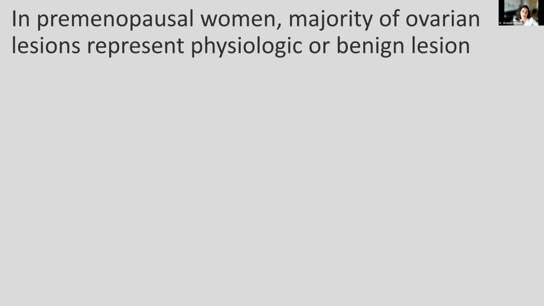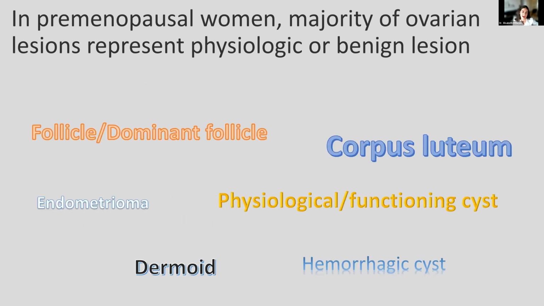This kind of leans on this point, but in the vast majority of premenopausal women, the majority of ovarian lesions that we see are physiological and benign. So you may see certain terminology in reports like follicle or dominant follicle, corpus luteum, a physiological or functional cyst, endometriomas, dermoids, and hemorrhagic cysts. And these are all benign entities. But if we had people routinely in screening programs, there would be a certain percentage of people that would end up getting followed for these things just because of inexperience of the screener or patient anxiety.